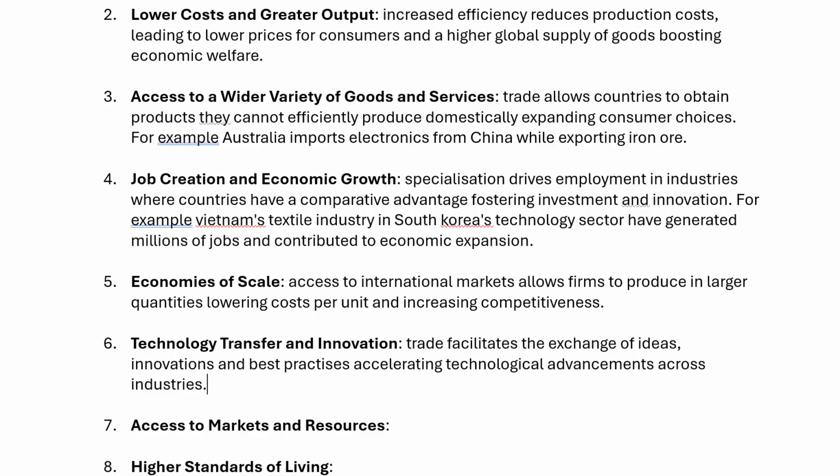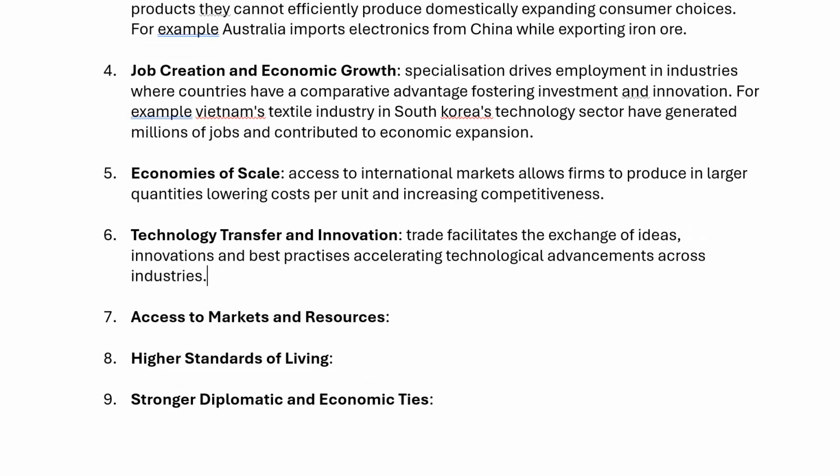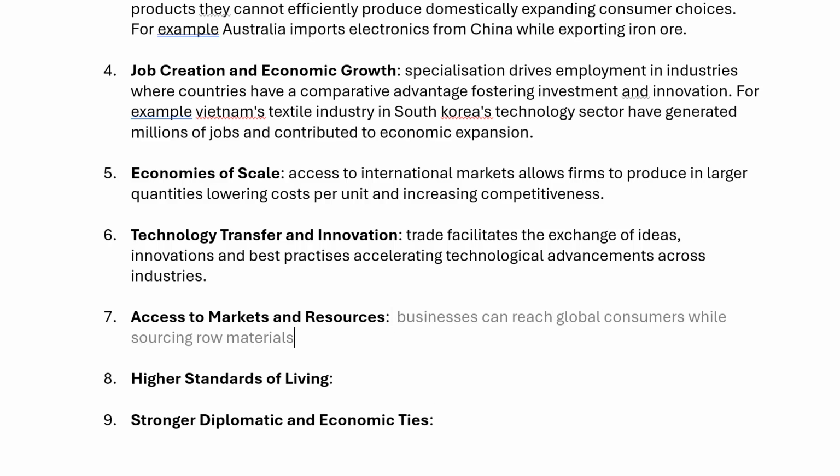So this is kind of like a laundry list of all these benefits. You don't really have to do every single one, but I'm just giving a super comprehensive list. You could probably do 3 or 4, and that'll be sufficient. Trade also allows access to markets and resources. Businesses can reach global consumers while sourcing raw materials unavailable domestically, enhancing production capabilities.